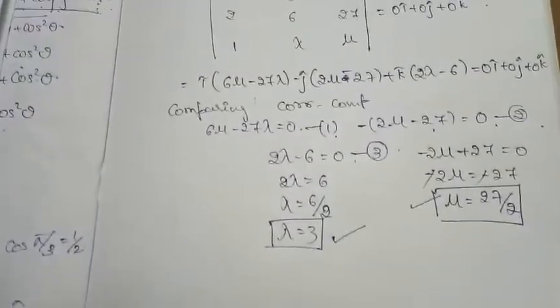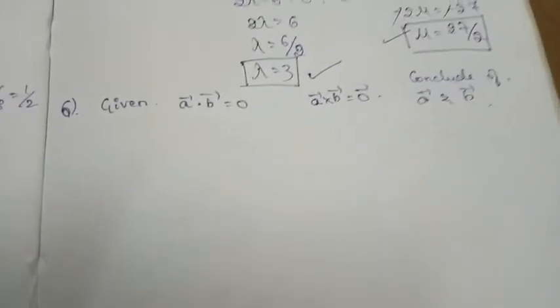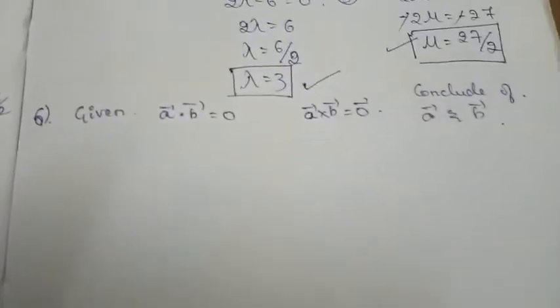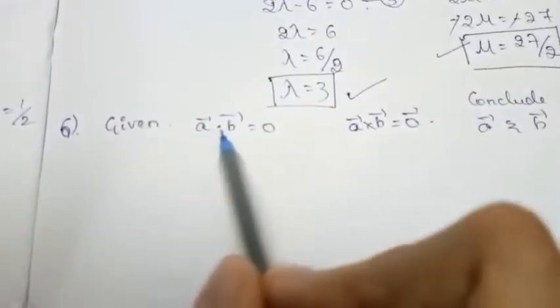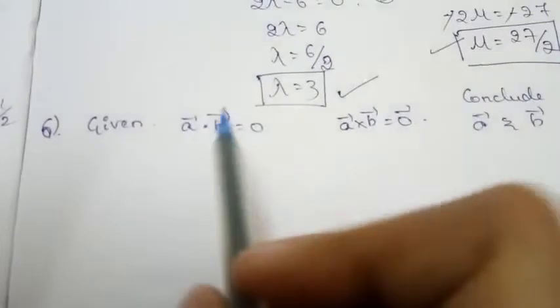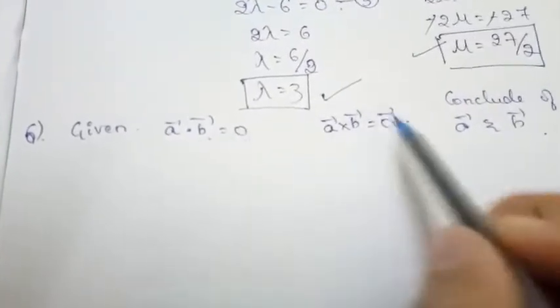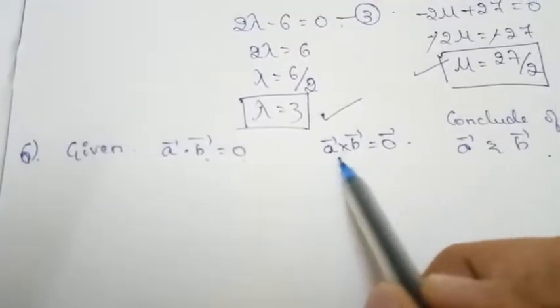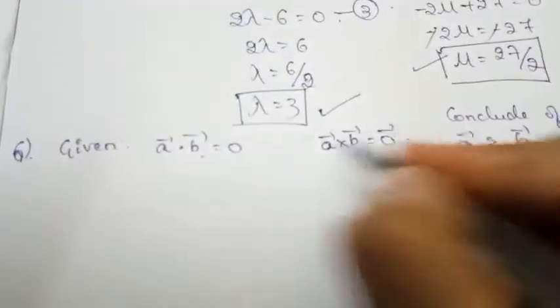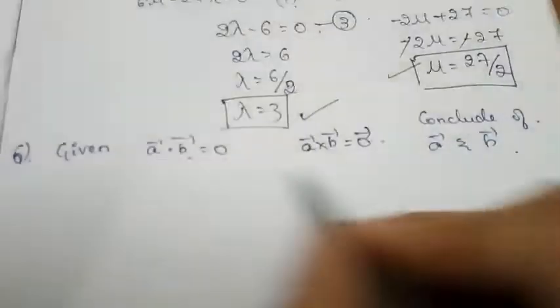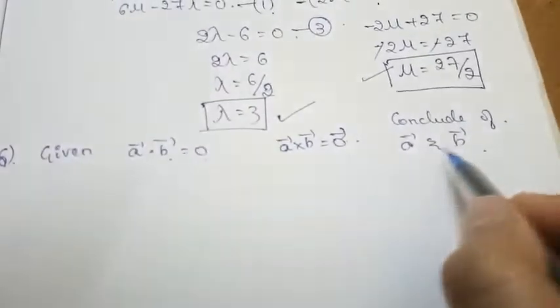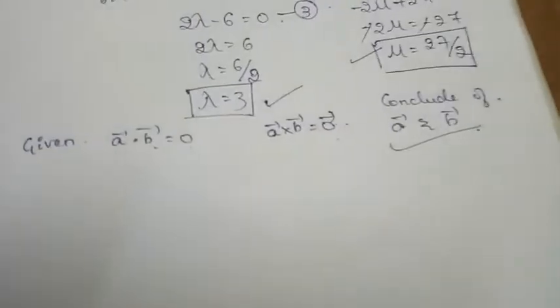That's all. Here this is one of the beautiful and interesting questions in your exercise problem. They have given you that the dot product of any vector A and vector B is 0, and the cross product of the same two vectors is equal to 0 vector. Then if these two are happening, what can we conclude regarding vector A and vector B?